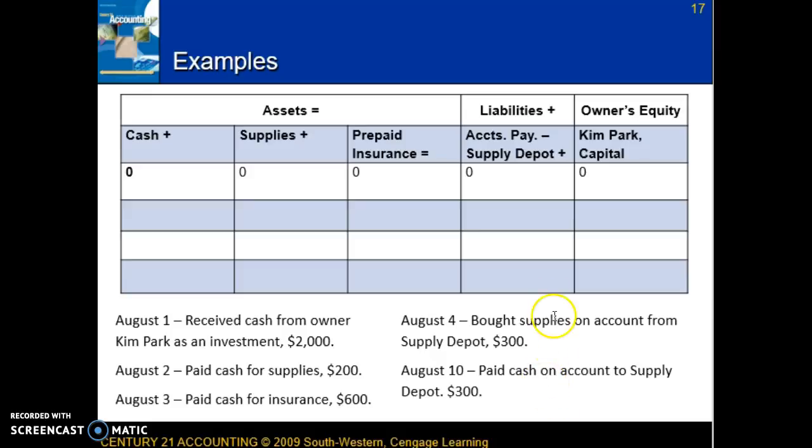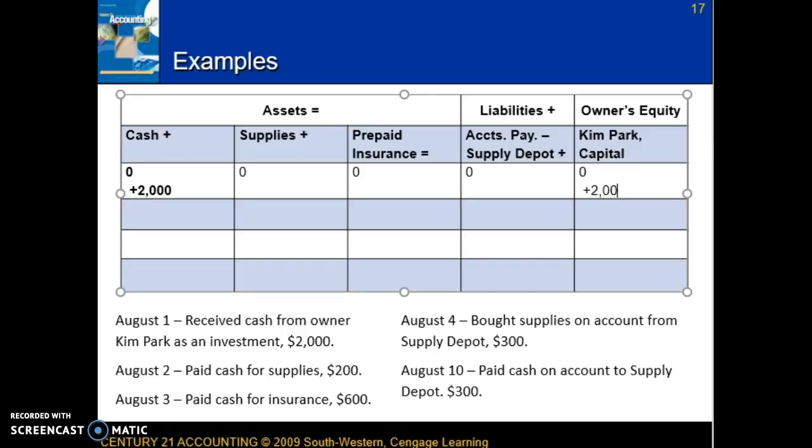So our examples, this is going to look a little bit different than the book setup just because I've created this table here in PowerPoint. So our first example, August 1st, we received cash from owner Kim Park as an investment, $2,000. Now anytime we receive cash, that is going to be a plus. And as of right now, you do need to put the pluses and minuses. So we're going to plus $2,000. You do not need to put cents at this moment. And then our Kim Park capital is also going to increase by $2,000.